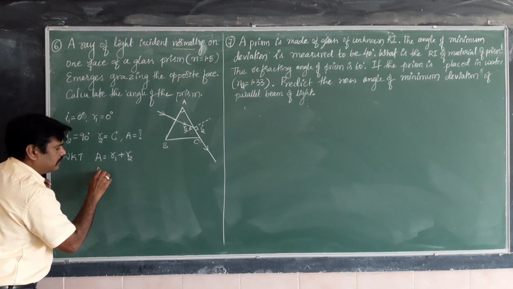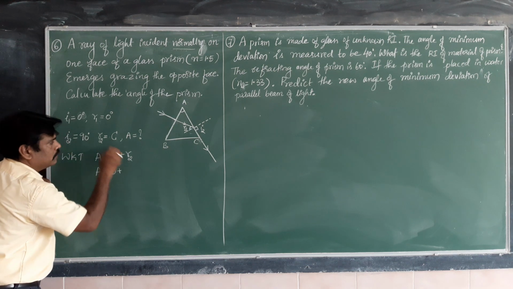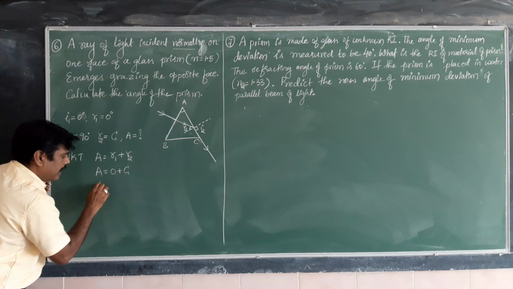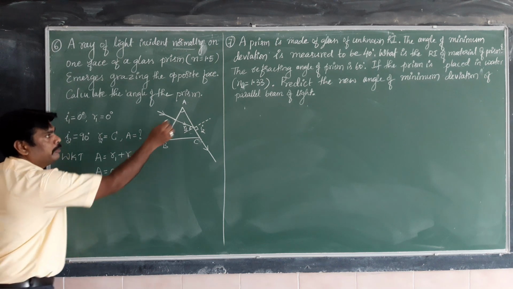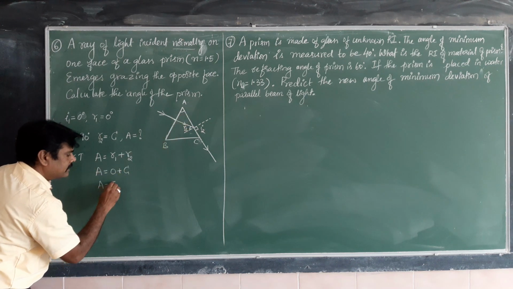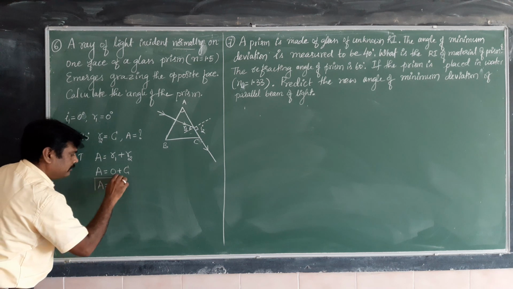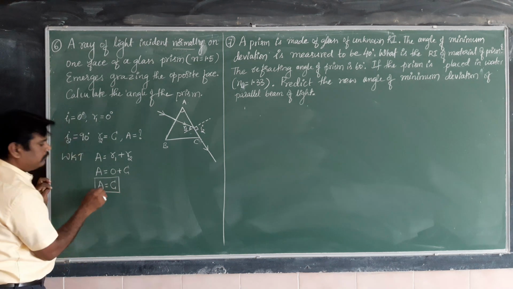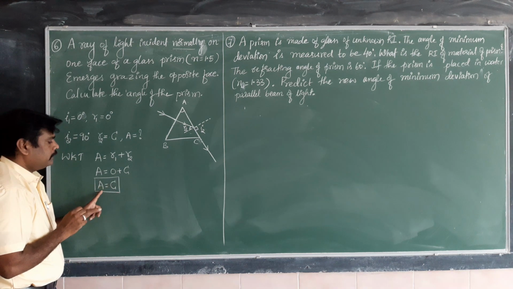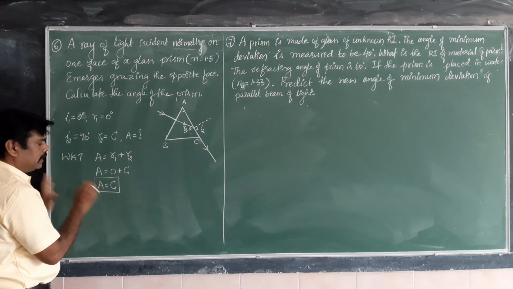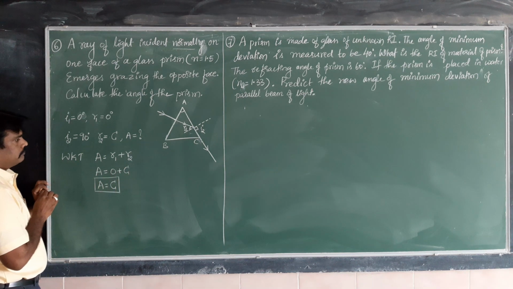Therefore, substitute all the values. A is equal to 0 plus R2, which is C. Now, the angle of the prism, or the angle between the two refracting surfaces, is equal to the critical angle. If I want to find the angle of the prism, if you find the critical angle, you get the angle of the prism value.